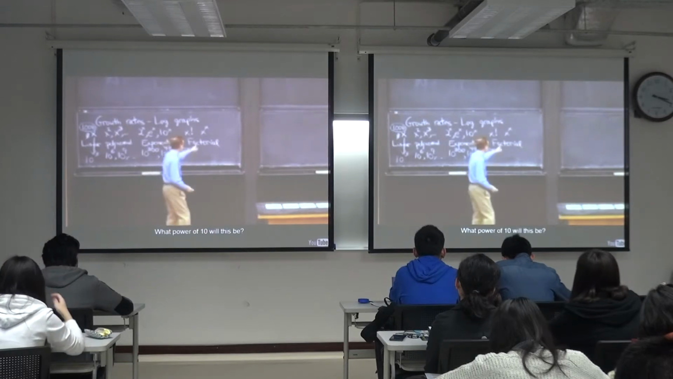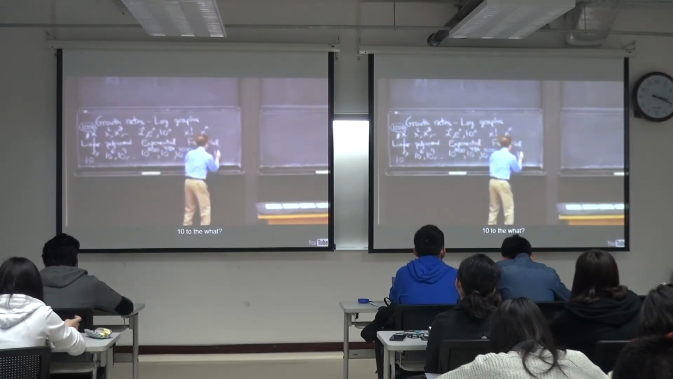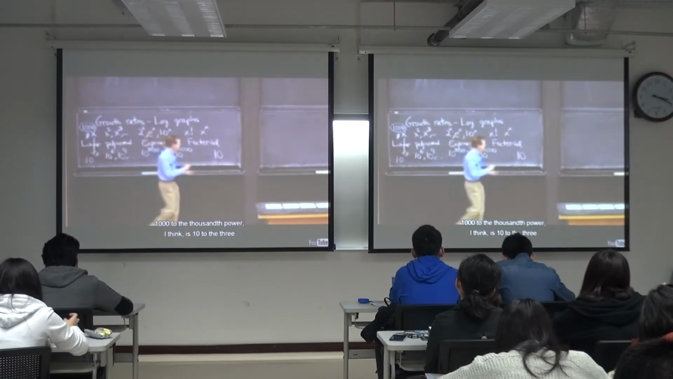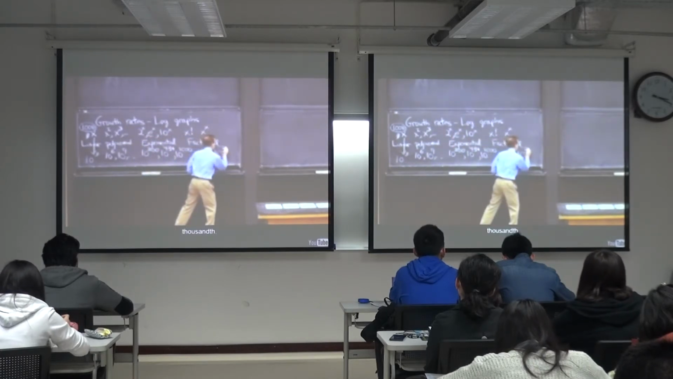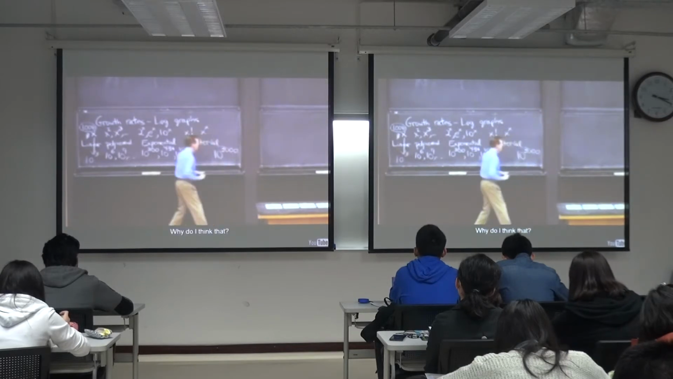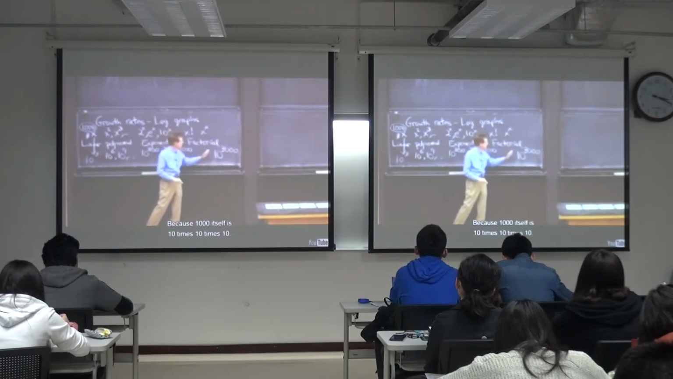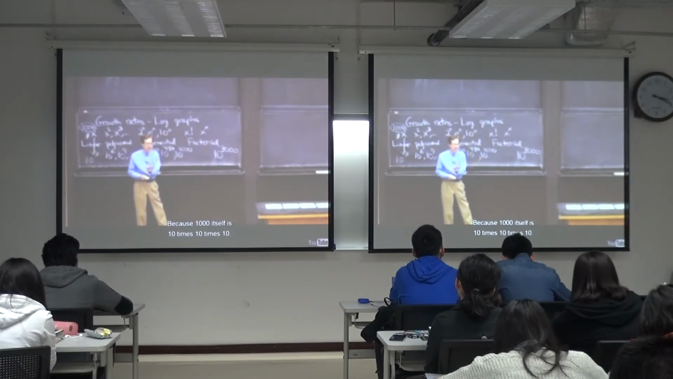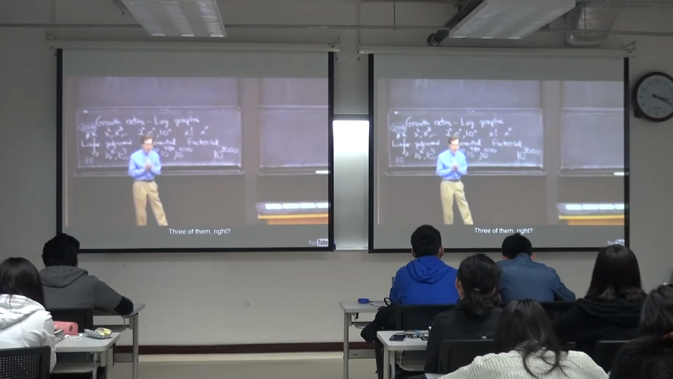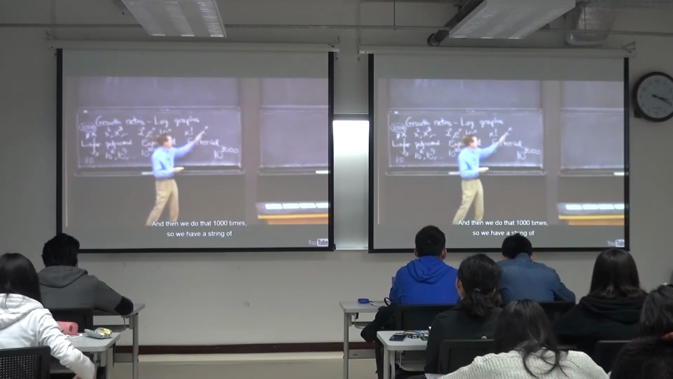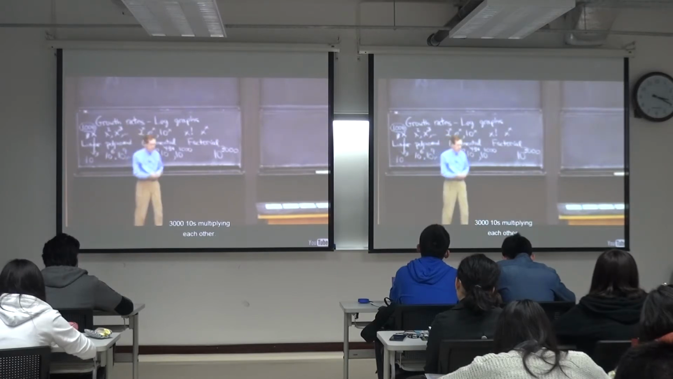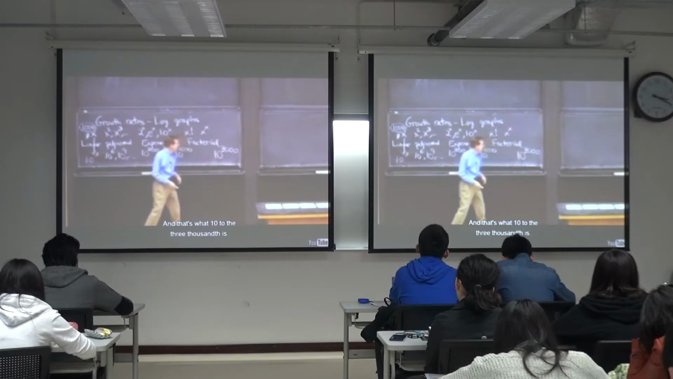What power of 10 will this be? 10 to the what? 1,000 to the thousandth power, I think, is 10 to the 3,000. Why do I think that? Because 1,000 itself is 10 times 10 times 10, three of them, right? And then we do that 1,000 times, so we have a string of 3,000 tens multiplying each other, and that's what 10 to the 3,000th is.